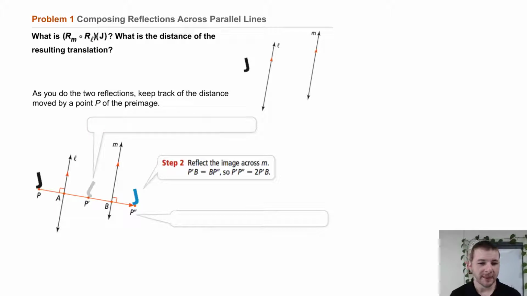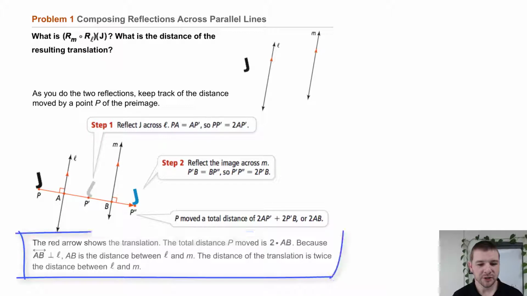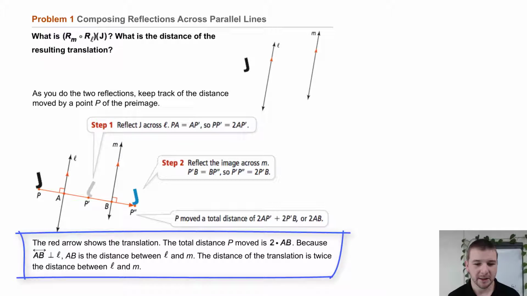Step 2, reflect the image across M. P prime B equals BP double prime. So P prime P double prime equals 2 times P prime B. Note that P moved a total distance of 2 times the distance AP prime plus 2 times P prime B, which we can also state as 2 times AB. The red arrow shows the translation. The total distance P moved is 2 times AB.